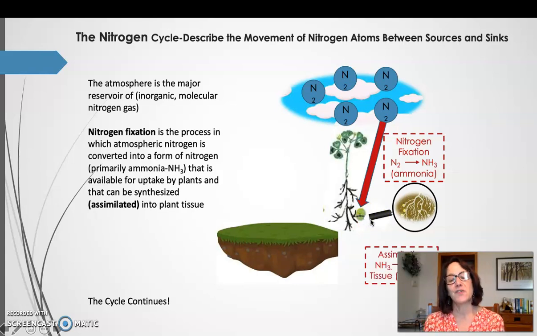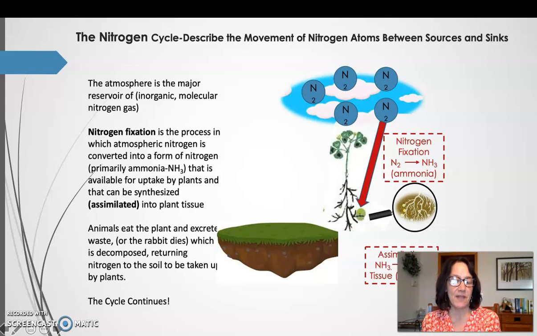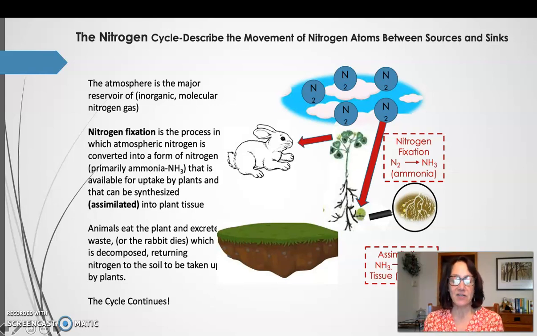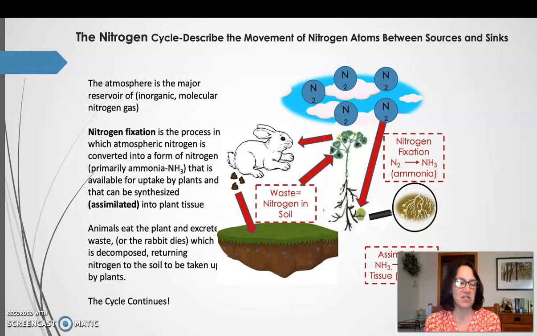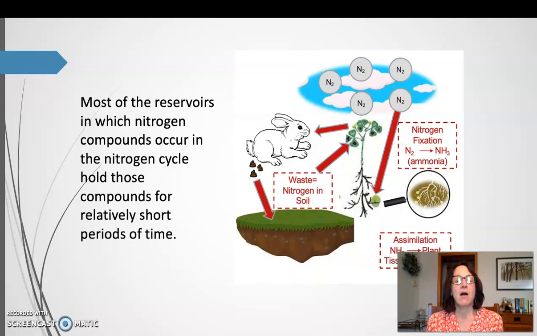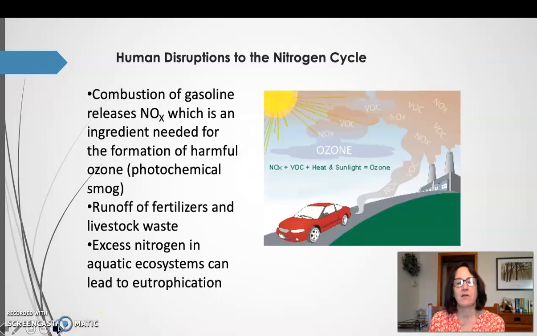Just like plants had to assimilate that inorganic form of phosphorus into an organic form, they have to do the same thing for nitrogen. That animal gets its nitrogen from eating a plant. That animal poops, and that nitrogen is returned to the soil so that it can be taken up by a plant again. Most reservoirs of the nitrogen cycle hold those compounds for a really short period of time. Now this makes more sense that the phosphorus cycle holds elements for a longer period of time. You can talk to your students about a comparison.